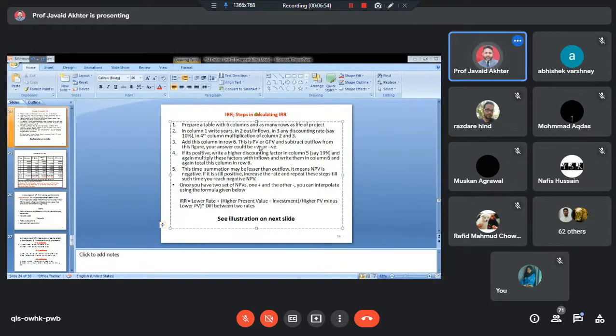The idea is we are trying to find out two rates, at one of which NPV is positive, and at another rate NPV is negative. The moment we have found two rates, at one it was negative, at the second it was positive, then our problem is solved. We will use a simple mathematical formula and accordingly find the approximate IRR. Once you have found two sets of NPVs, one negative, one positive, you can interpolate them using the formula which I have given below. I will illustrate it in the next slide.